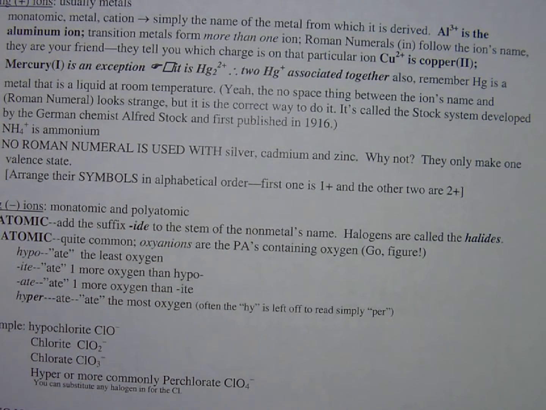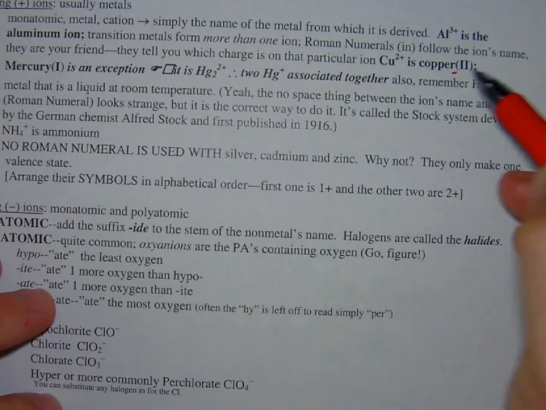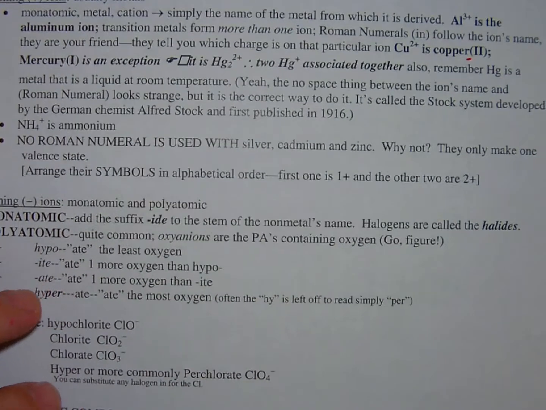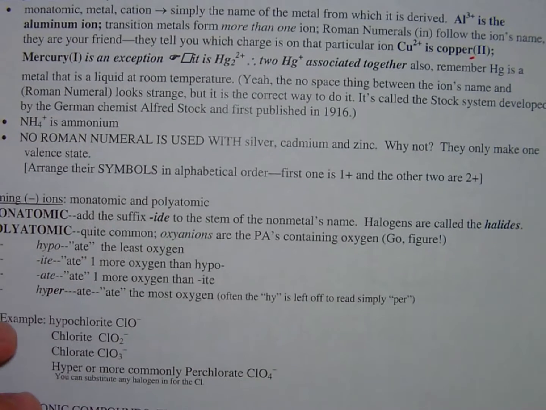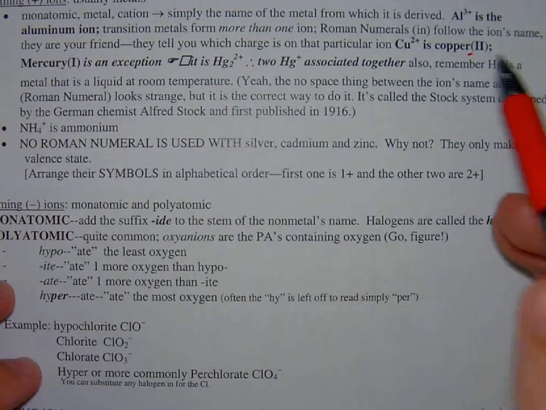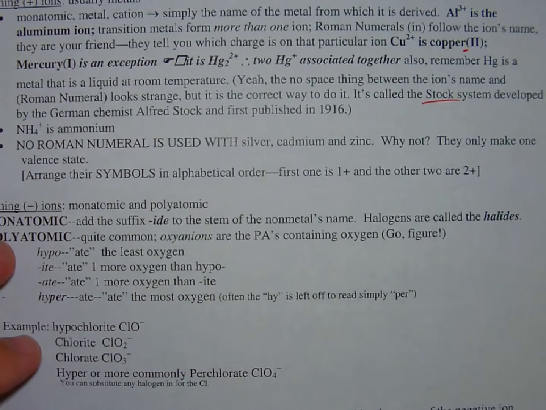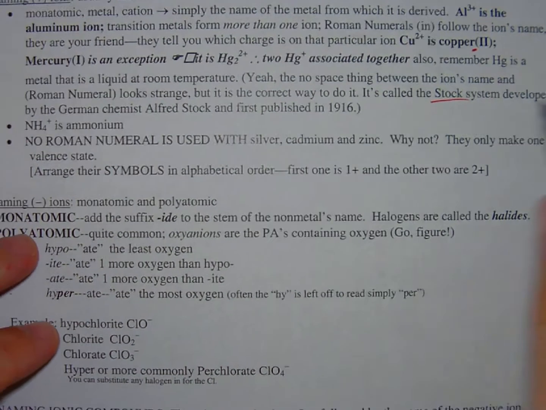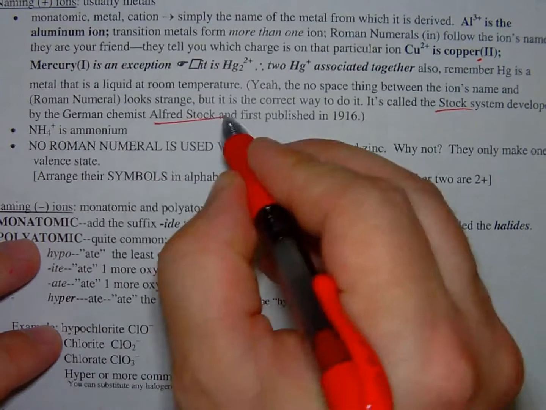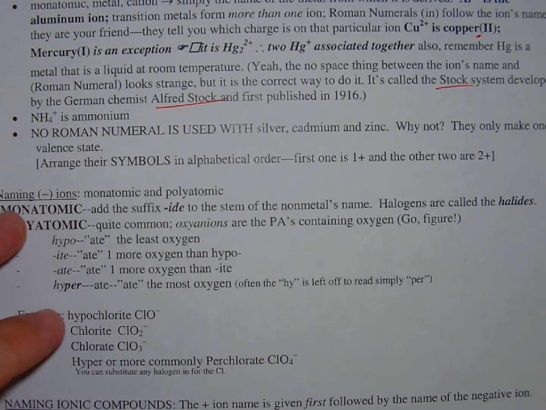The no-space thing between the ion's name and the Roman numeral looks strange, but it is the correct way to do it. When you're writing copper(II), you see how there's no space right after the name. This system of using Roman numerals is called the Stock system. Not stock as in stock car or it comes stock. It's named after the person who developed it, Alfred Stock, a German chemist, back in 1916.